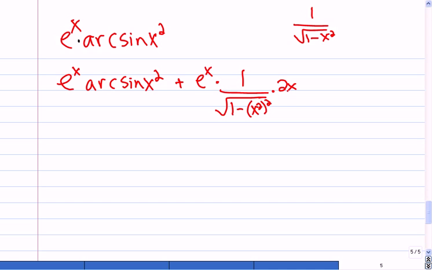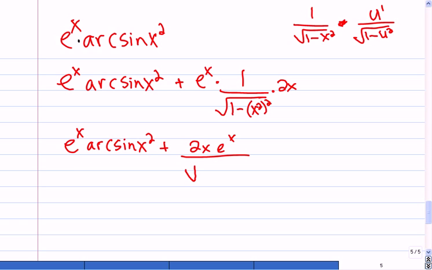which is 2x. Okay, I believe the way your textbook presents it to you is u prime over square root 1 minus u squared. So we got that anyways. Your textbook is basically giving you it in chain rule form. That's what it looks like. Okay. So if I try to tidy this up just a little bit, it would be e to the x arc sine x squared, plus 2x e to the x over square root 1 minus x to the 4.